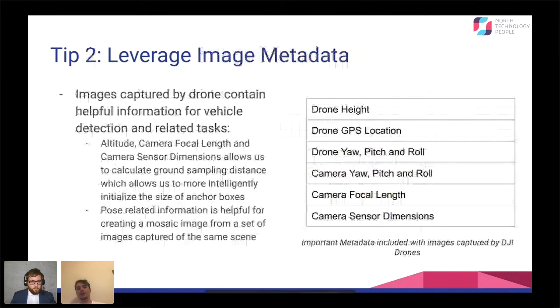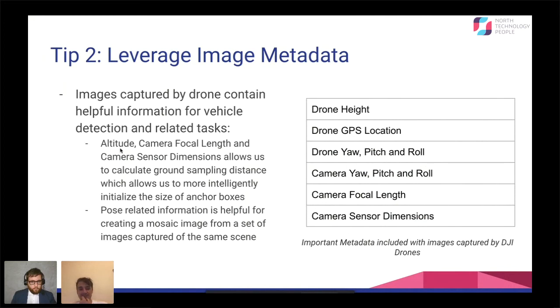Another one is, depending on what drone you're working with, even as simple as consumer drones like by DJI, you're going to get a lot of metadata that you can use to enhance your vehicle detection as well as achieve related tasks. Some of the metadata that is included is things like drone height, GPS location, the drone yaw pitch roll, the drone's camera yaw pitch roll, camera focal length, sensor dimensions, all this stuff and more. So it's very helpful in some cases.